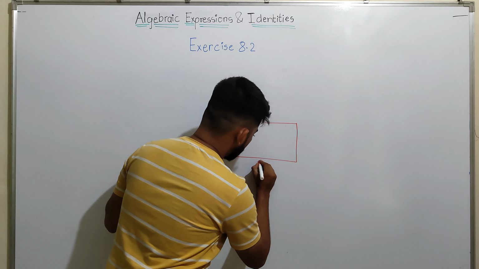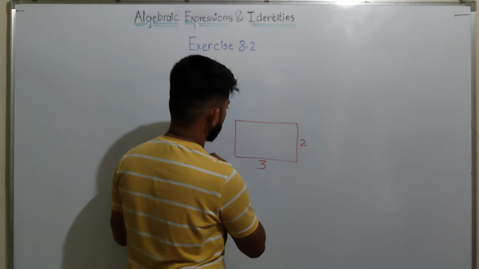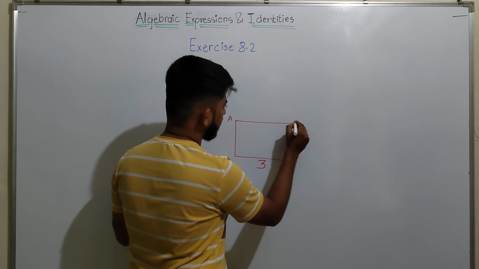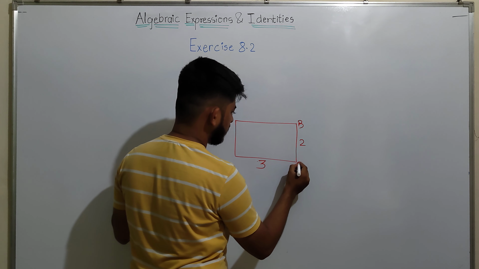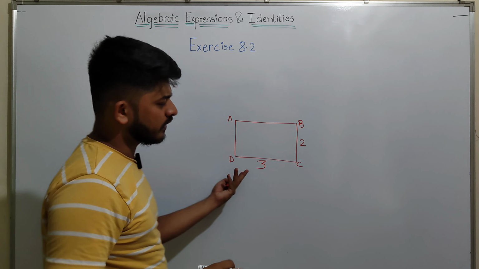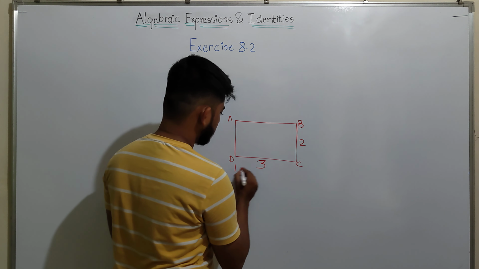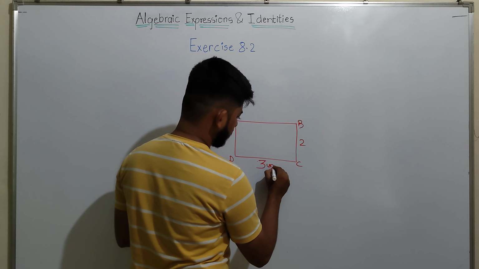And if I have the value 3 and I have the value 2 over here, now this is the rectangle A, B, C, D. I've given it any name, you can also rename it by any name. Now this length, suppose 3 units.